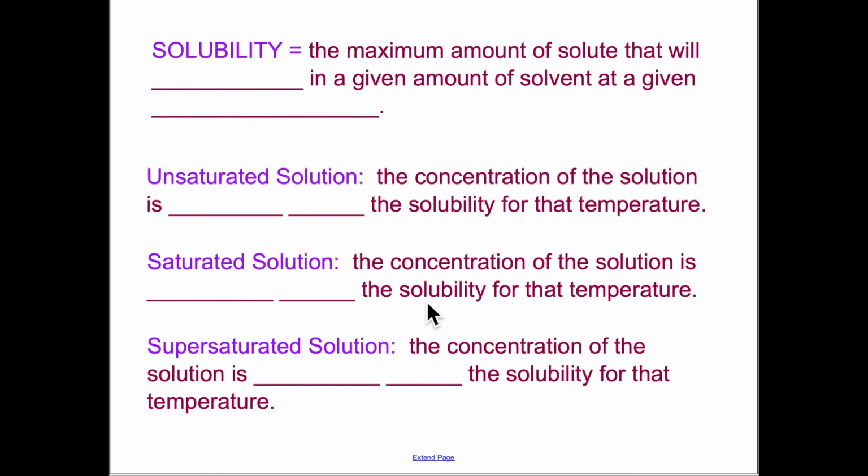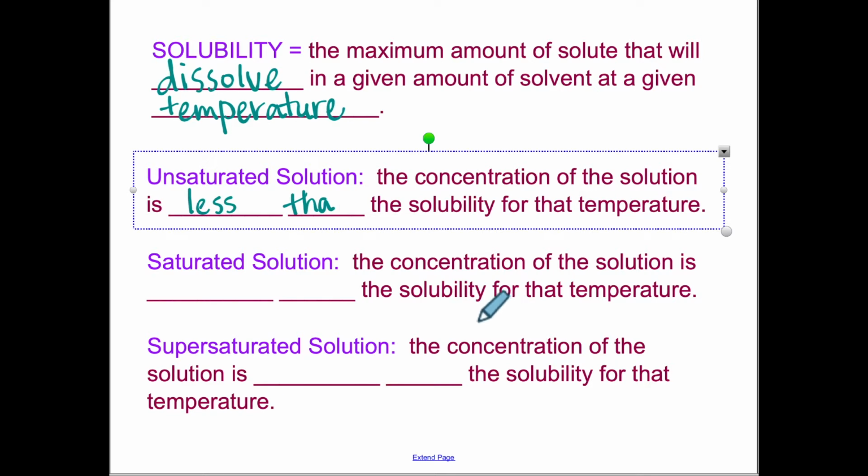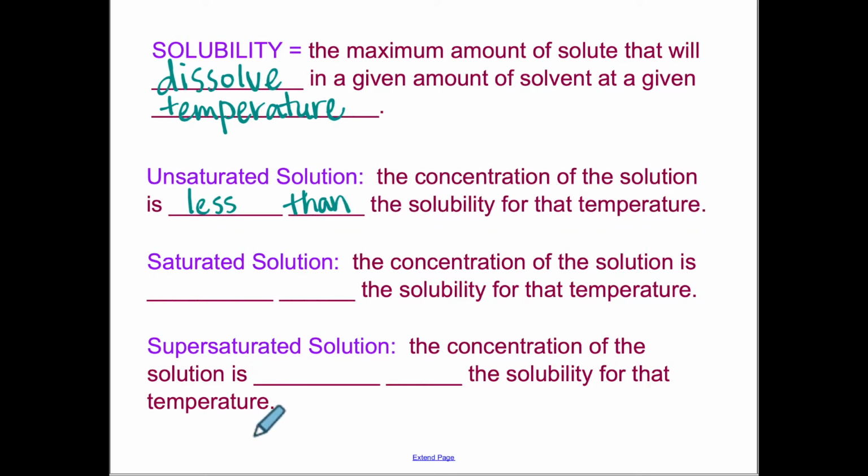The definition of solubility is the maximum amount of solute that will dissolve in a given amount of solvent at a given temperature. In an unsaturated solution, the concentration of the solution is less than the solubility for that temperature. In a saturated solution, the concentration is equal to the solubility for that temperature. And in a supersaturated solution, the concentration is greater than the solubility for that temperature.